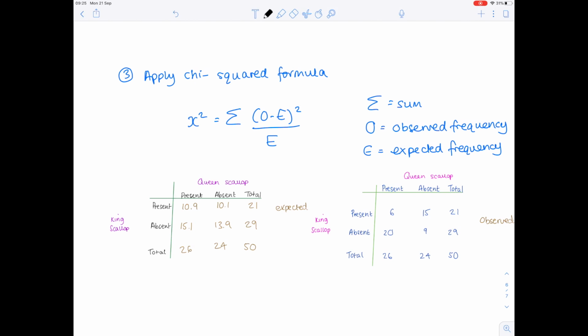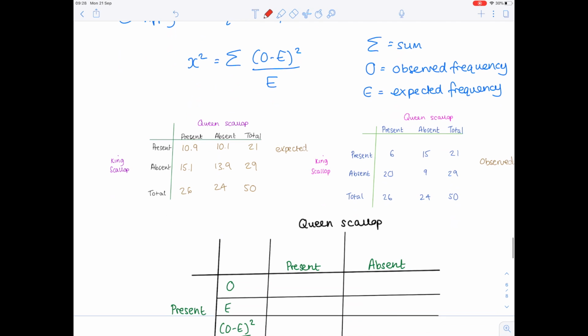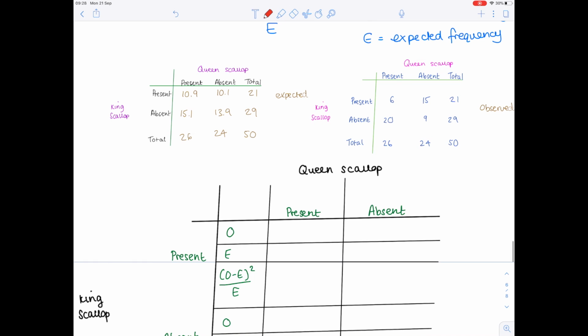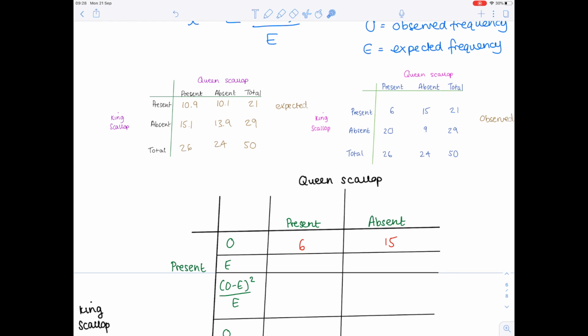So we have our formula, and I brought down the two tables showing the expected and observed numbers. So O is our observed frequency. We're looking at the Queen's scallop, and we're looking for the number which were present. So that's why 6 goes here, which we took from this number over here. In terms of the number of observed absence, that was 15. Now looking at our expected frequency, we can put it out the table and we can see it's 10.9. The expected absent frequency was 10.1.